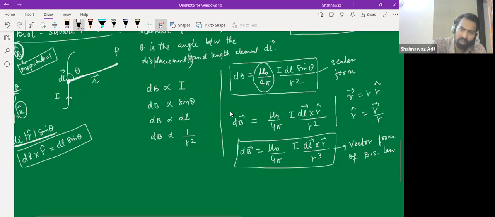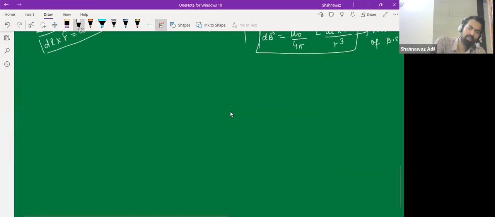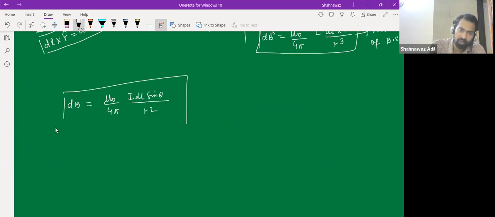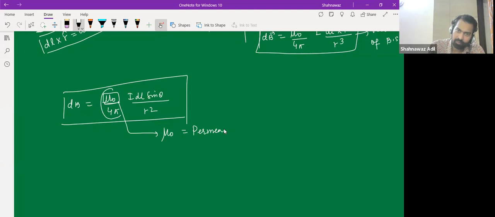Okay, so we have a magnetic field, right? So the magnetic field is mu naught by 4 pi, I ds sine theta divided by r squared. Right. So here this mu naught, let me write this, mu naught is called the permeability of free space.